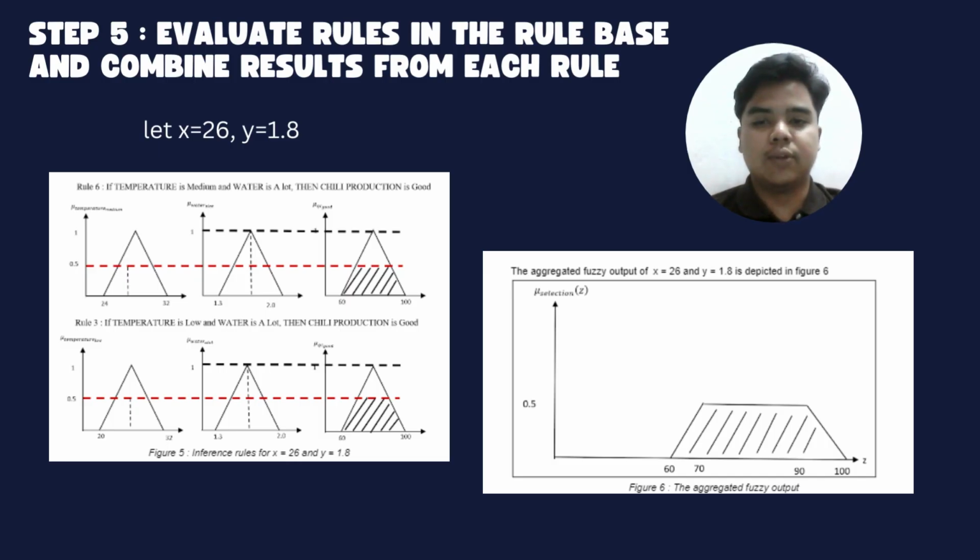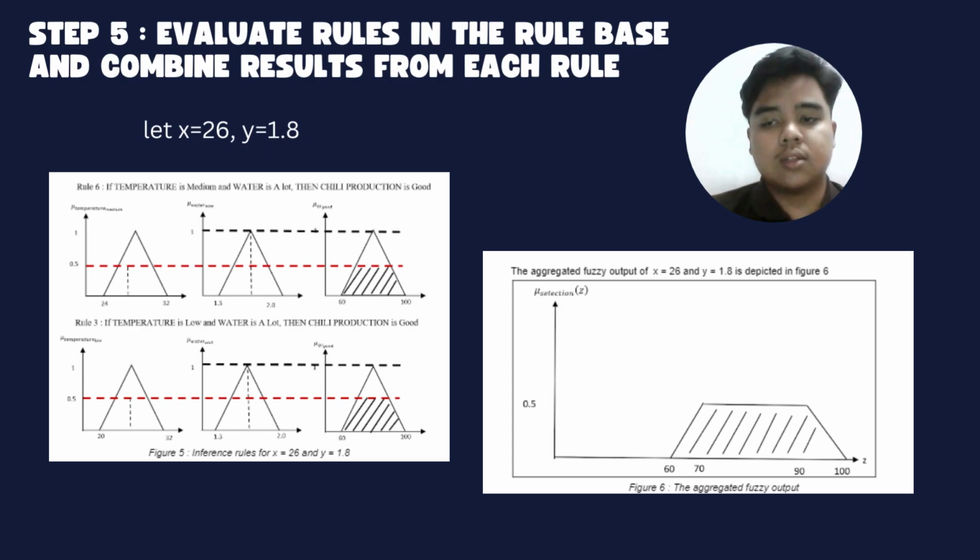Okay, for step 5, which is evaluate rules in the rule base and combine results from each rule. When we let x equal to 26 and y equal to 1.8, we can get a membership function of temperature medium 0.5, and also for membership function of water a lot, and membership function of quality chili good for membership function temperature medium.